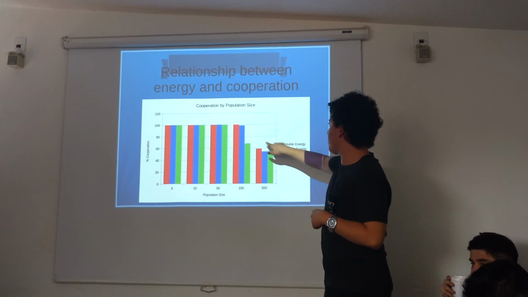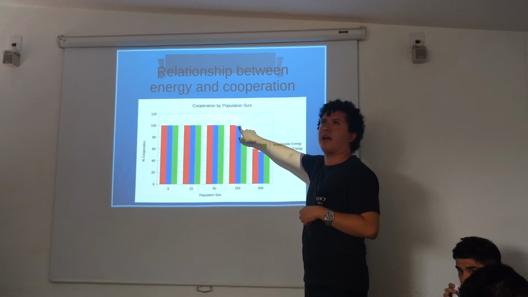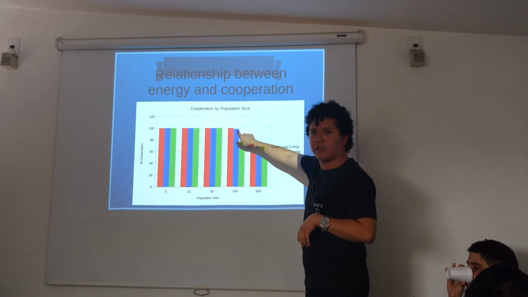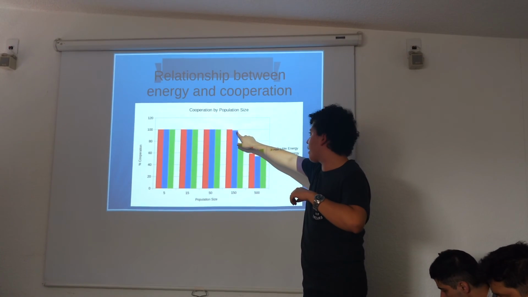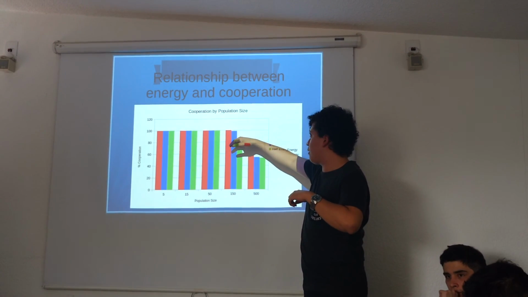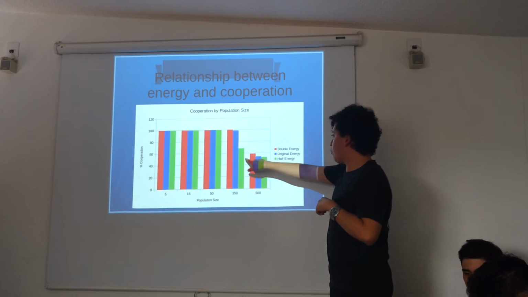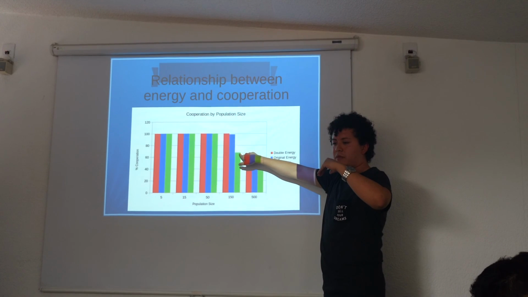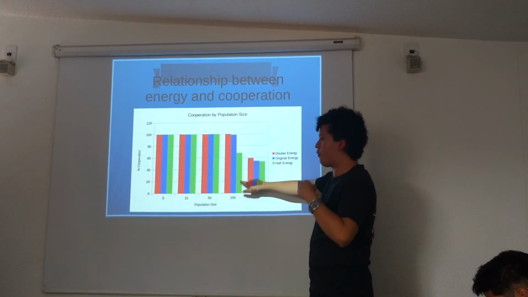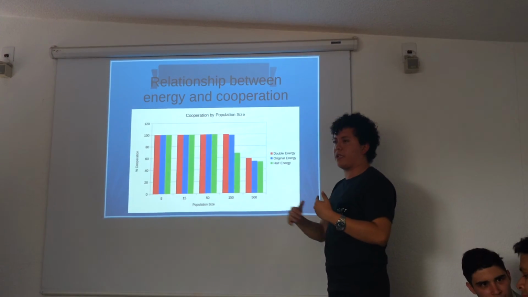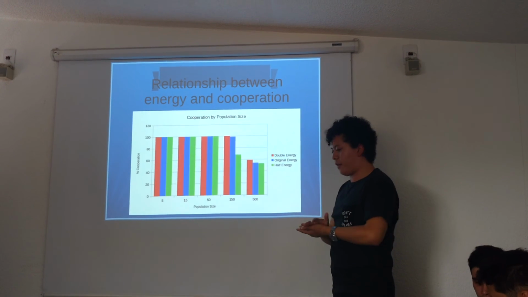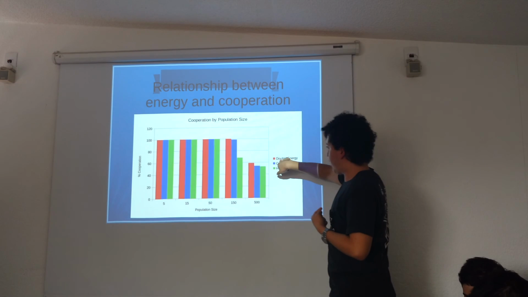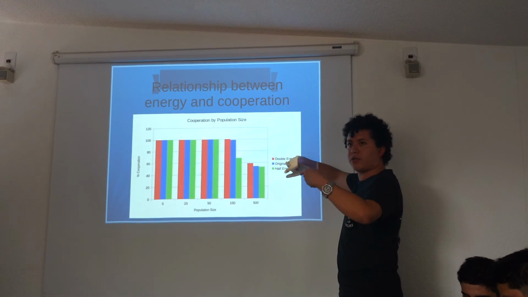But with the original energy, around 97% converge. 3% doesn't converge with all the rest of the community. And with half energy, we saw 70% cooperation. If we increase the number of the population, it doesn't matter if the energy is doubled.